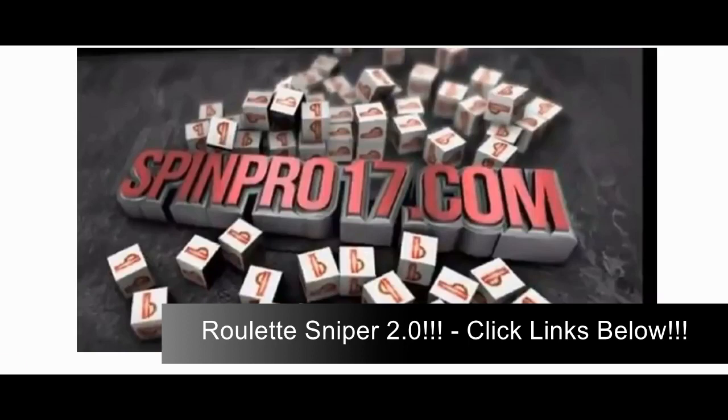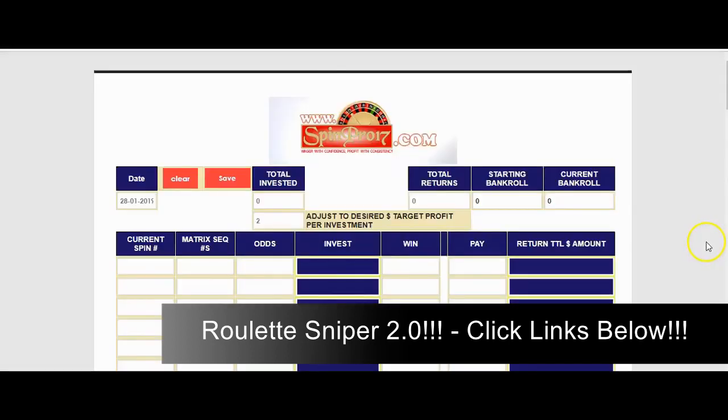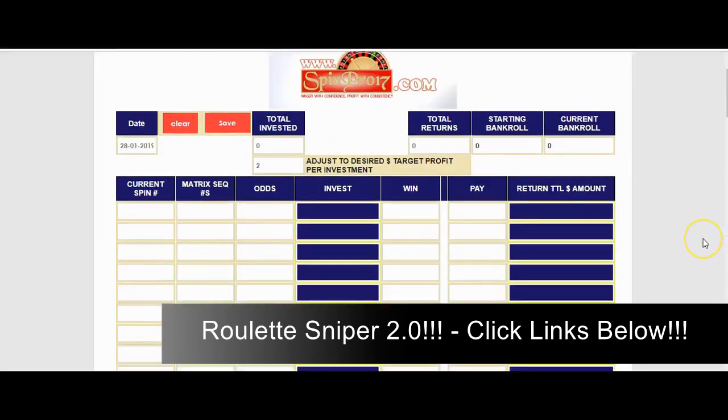We're going to jump right in. Let's get to the calculator and show you how that looks. Okay, so this is the matrix calculator. Now here's the situation. Unfortunately, this is a demo video, so we cannot show you the current spin number input, because if we did, it would show up here as your matrix sequence numbers, and it's obviously not fair to the customers who are paying.